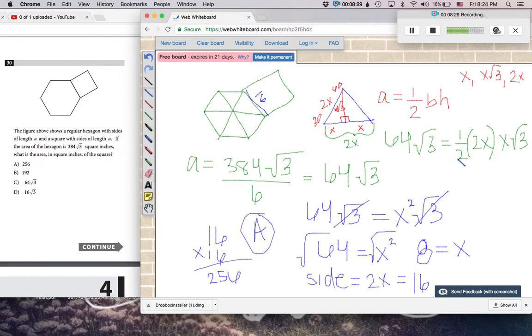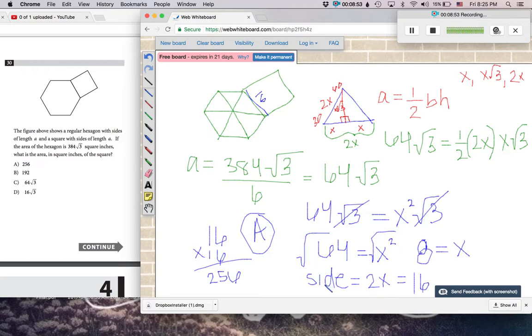Then we just crunch numbers. Basic algebra, 1/2 times 2x gives us x. We have x square root of 3, so it's x times x, which gives us x squared times the square root of 3. This is looking a lot nicer because we can cancel out our square root of 3 on both sides. 64 equals x squared. Take the square root of both. x is equal to 8.